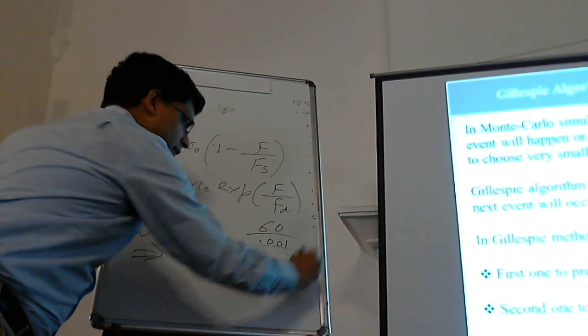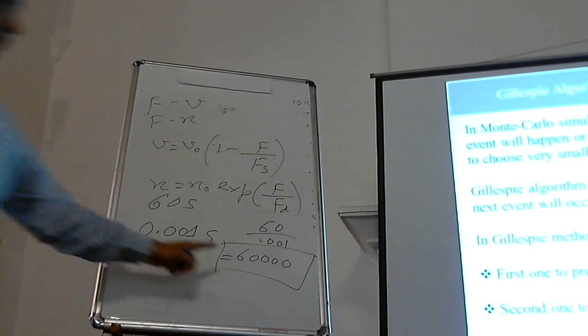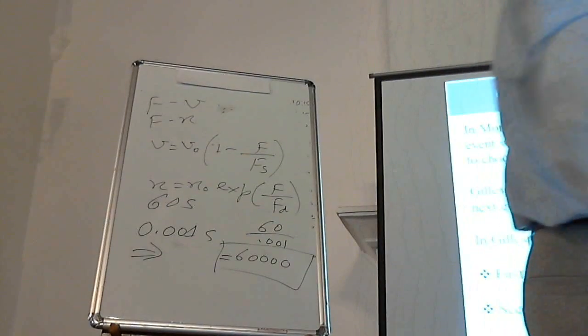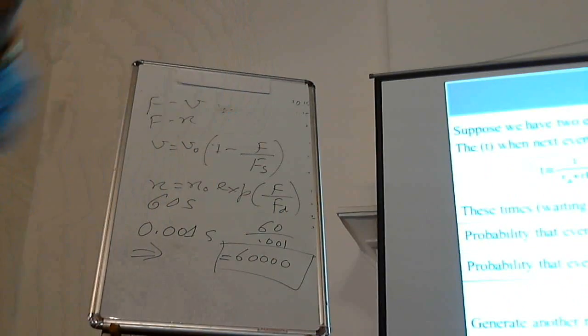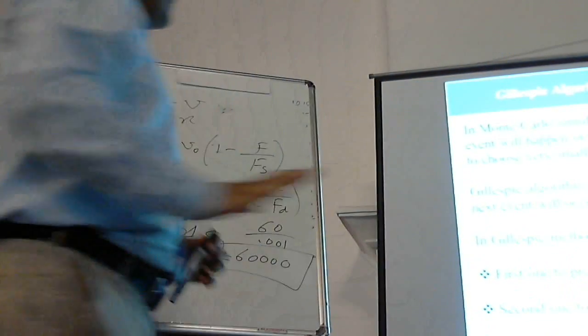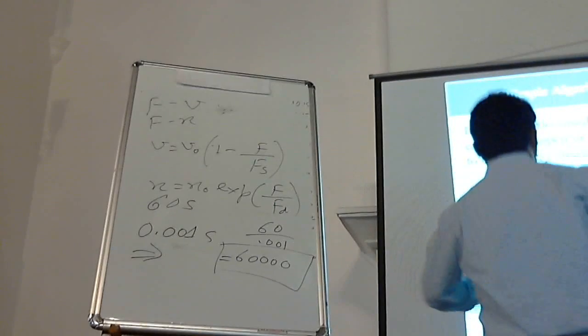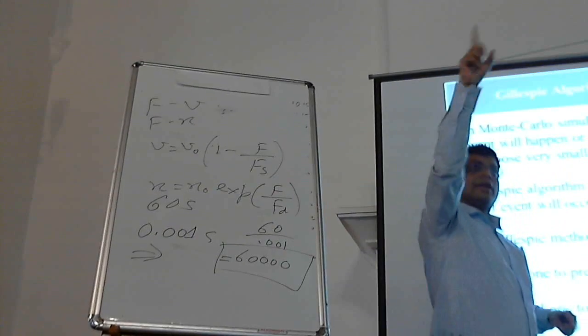So is there a better way to do this so that we can save some time? Yes, there is, and that is called the Gillespie algorithm. In the Gillespie method, it generates two random numbers instead of one random number. It works on the principle that it first finds out whether that event will happen or not.